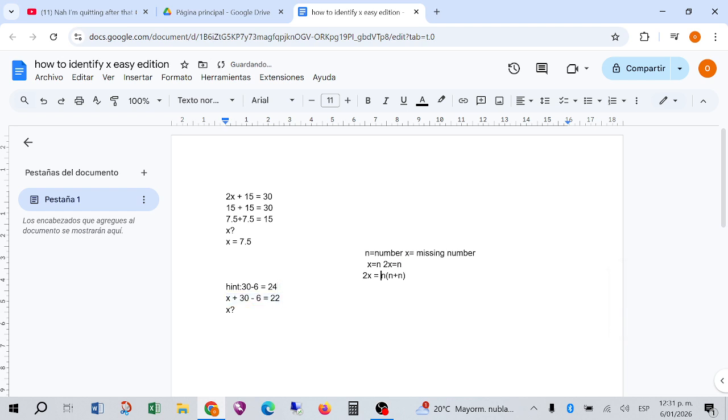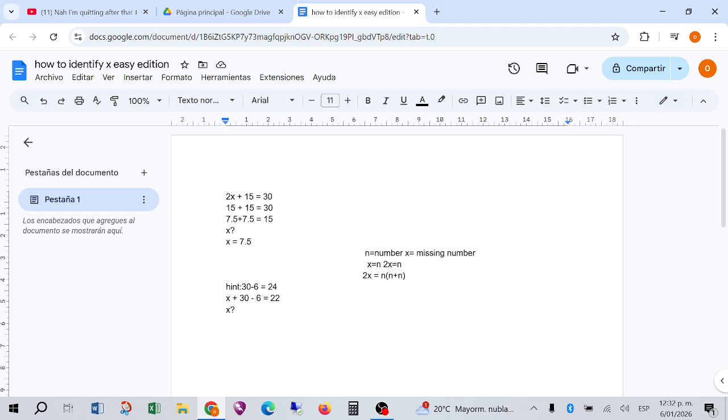2x just equals n. But we're gonna call this n. But we're gonna make this n equal to 2. We're gonna call this n no more n. But to get that n, you have to do plus n.